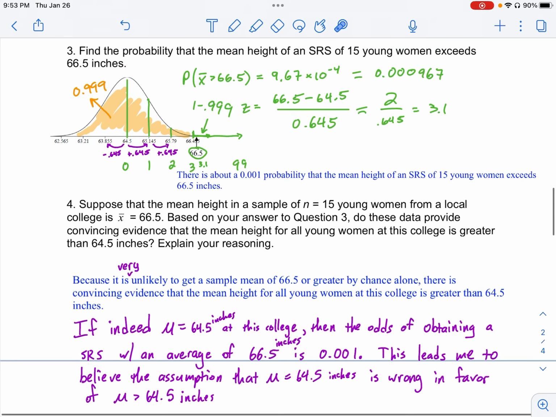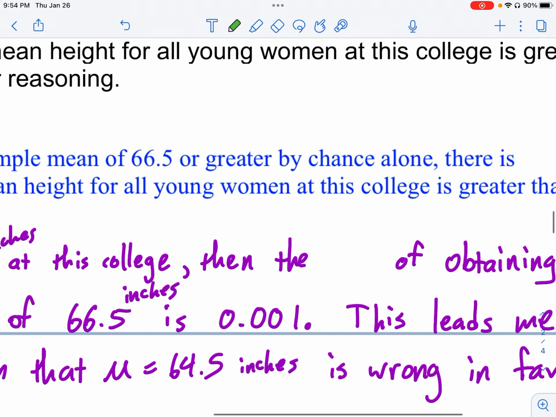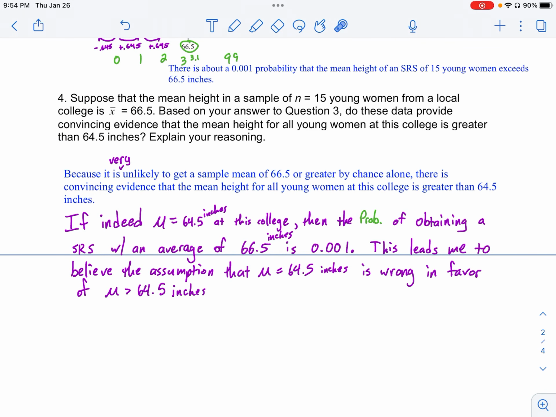Our entire graph here is operating under the assumption that this is indeed the average. So if indeed 64.5 is the average, then the probability of obtaining a simple random sample with an average of 66.5 is 0.001. This leads me to believe the assumption of the average being 64.5 is wrong, in favor of the average being above or greater than 64.5 inches.